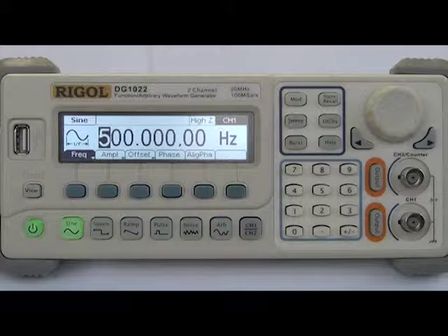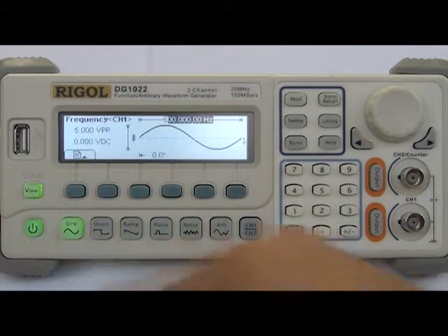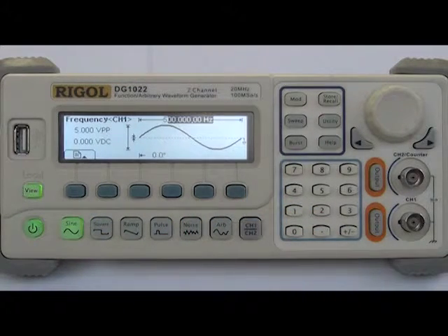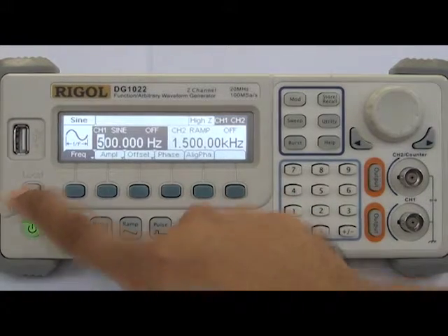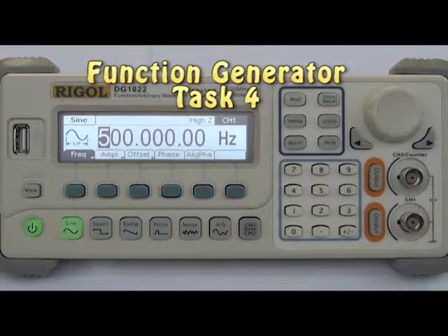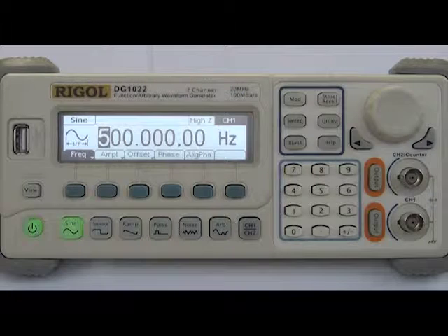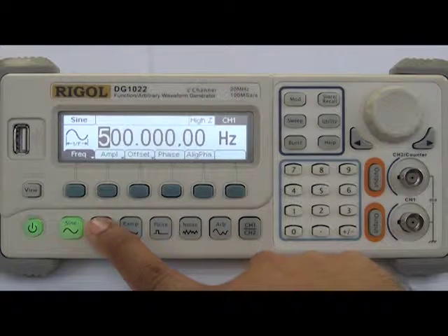Right after, press again the view button to get the sine wave. Press the view button twice to get out of the graph mode. Task 4 is to set up the function generator to generate the square wave as shown in figure 4.5. For this, press the square button to select square wave.